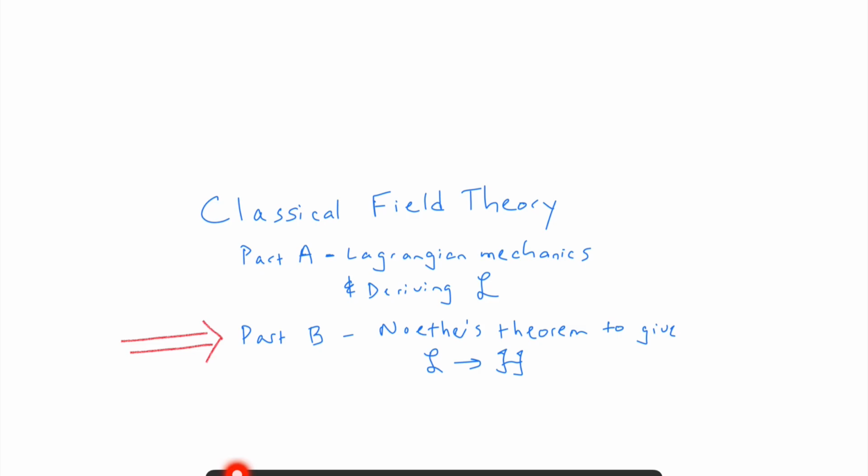All right, we are going to talk now about part B of classical field theory. I did another lecture on Lagrangian mechanics, and the big conclusion of that lecture was deriving the Lagrangian density for our classical scalar field theory. In this part, we're going to take the Lagrangian density and convert it to Hamiltonian density, which will allow us to form the Hamiltonian for a classical field theory. And this will be the Hamiltonian for a quantum field theory, which we've talked about before.